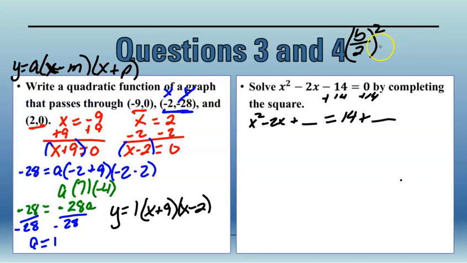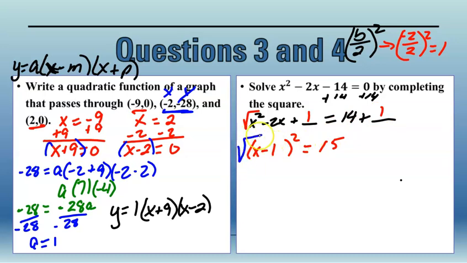So my b in this case is a negative 2. Divide that by 2, and I get negative 1. Square the negative 1, and I get 1. So I'm going to put a 1 here. And since I'm adding 1 over here, I'm going to be adding 1 on this side. Now I have a perfect square trinomial, which I can factor as a binomial squared, which will be x, the square root of x squared is x. I use the same sign here, so it's minus, and then half of this middle term, 2, is 1, equals 14 plus 1, which is 15.